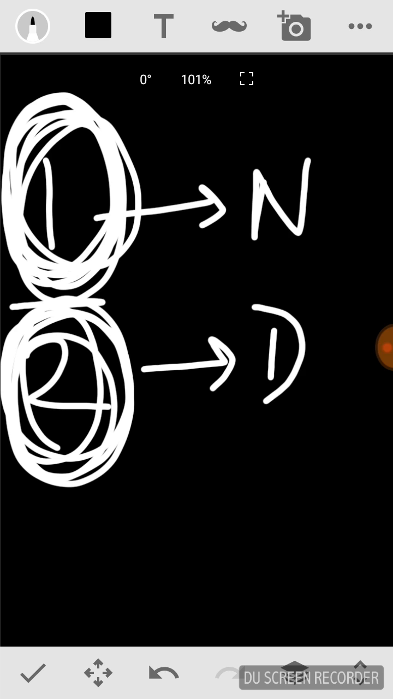So 1/2, very easy. The upper number is always your numerator. In any case, 1 has to be your numerator, the upper number. And the lower number in any case has to be a denominator.